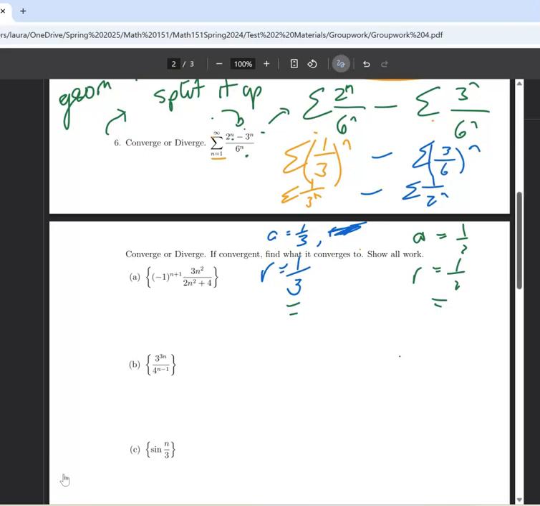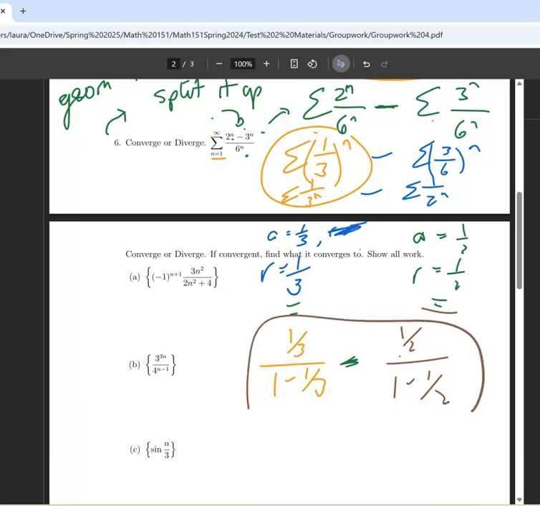And so this orange sum would converge to 1/3 over 1 minus 1/3. Excuse me, and keep the subtraction between them, right? And then this one would be 1/2 over 1 minus 1/2. That's a fine answer, just like that.